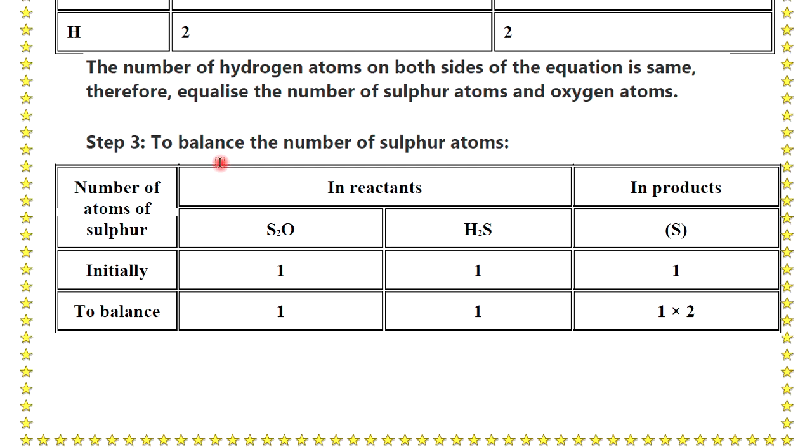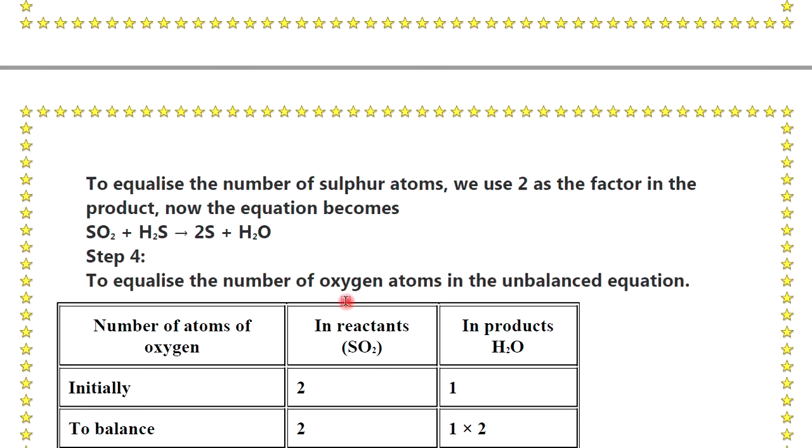Step 3, to balance the number of sulfur atoms. Number of atoms of sulfur in the reactants SO2 and H2S, and in the product sulfur. Initially in SO2 it is 1 and in H2S it is 1. To balance, in the product it is 1 into 2. To equalize the number of sulfur atoms, we use 2 as the factor in the product. Now the equation becomes SO2 plus H2S gives rise to 2S plus H2O.